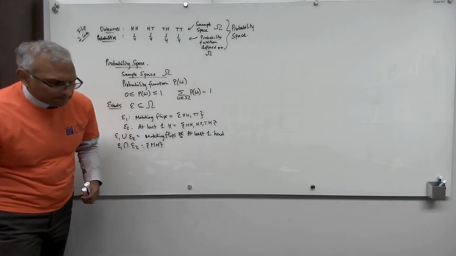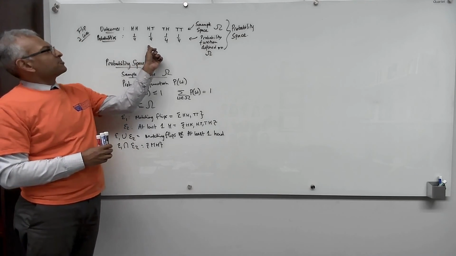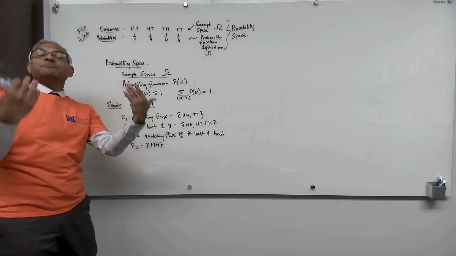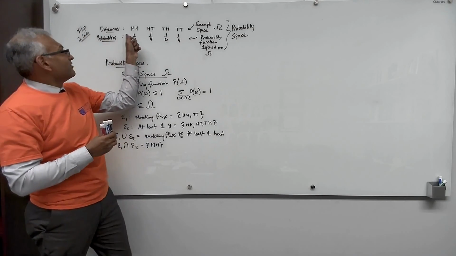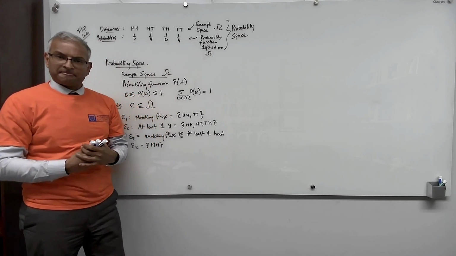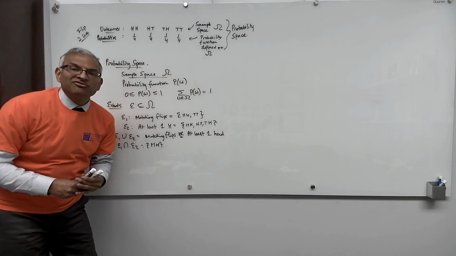Now I want to focus on a special property in this probability space. Don't worry, probability space is just the abstract way of referring to this combination of an experiment where you have outcomes and probabilities. But notice that all the probabilities are the same. And when all the probabilities for all the outcomes are the same, we call it a uniform probability space.